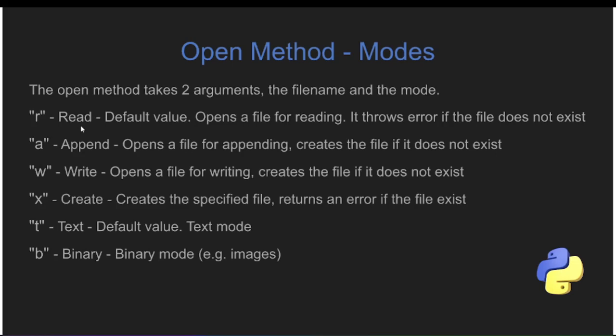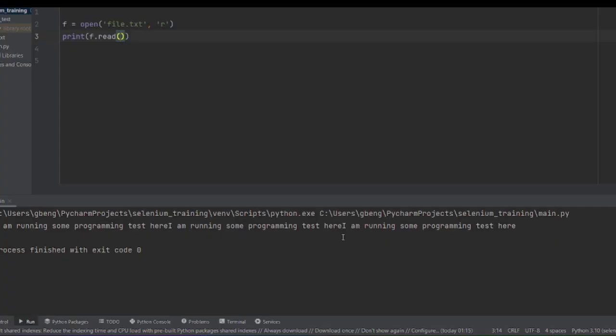Then we have the W mode, which opens a file for writing, and this also creates the file if the file does not exist. There is the create mode, which creates the specified file and returns an error if the file does exist. There is the text mode, which is the default value, and we have the B mode, which is for creating binary files or reading from binary files. I haven't shown you all of this. Let's quickly rush to the IDE and try to work out some stuff.